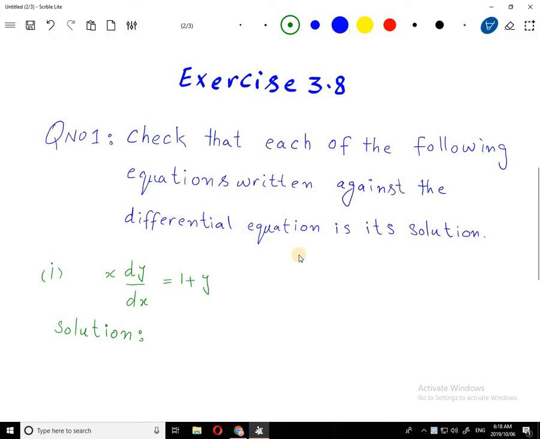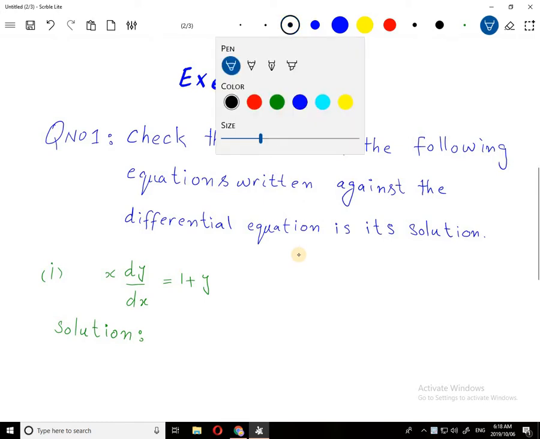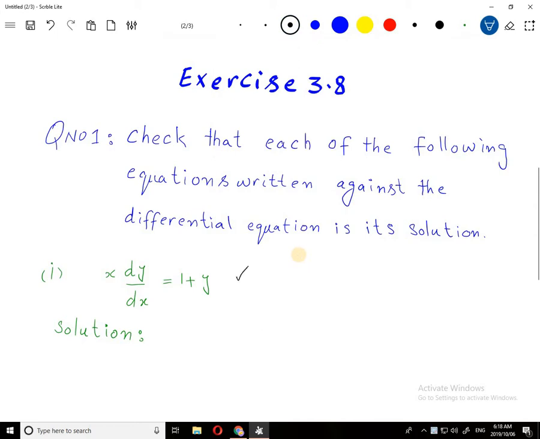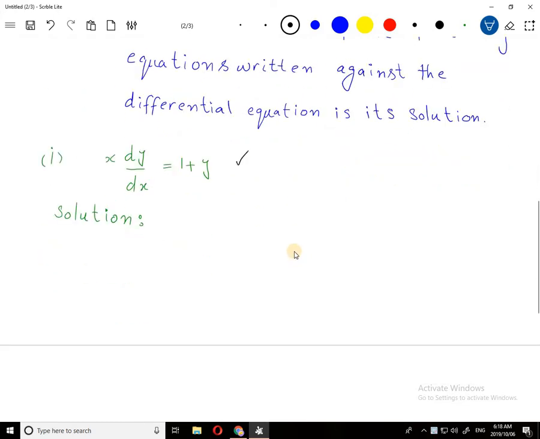So here we have a question. This is the question in front of you. In this question, we want to just solve this differential equation and remove the differential sign. So first of all, this is the question in front of you. What we want to do here is to solve this differential equation by separable variable form.